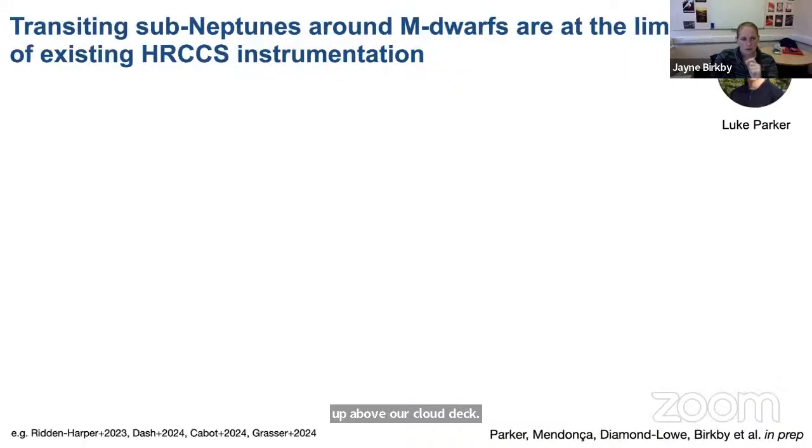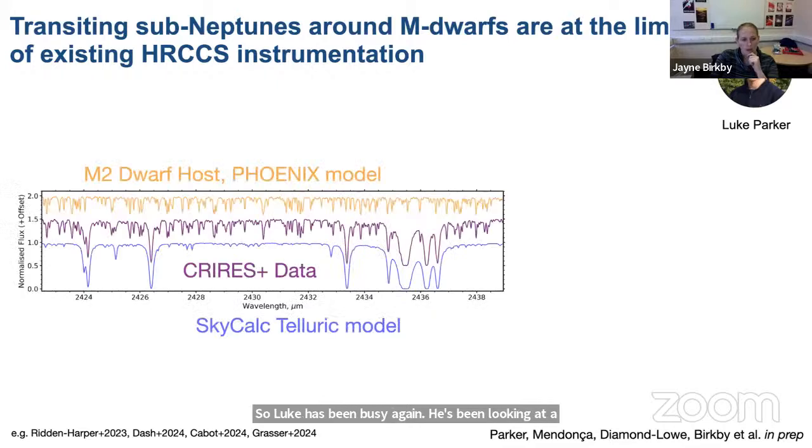So Luke has been busy again. He's been looking at a sub-Neptune. And this is just to show you some of the challenges of doing this. So in the orange here, this is an M dwarf host star. So we have the spectrum of the M dwarf, and on the bottom you have the spectrum of the sky. And you can see that our CRIRES data is a very good combination of those things.